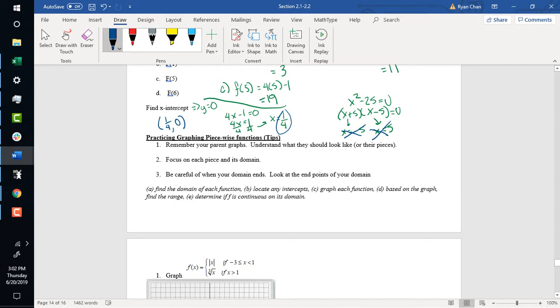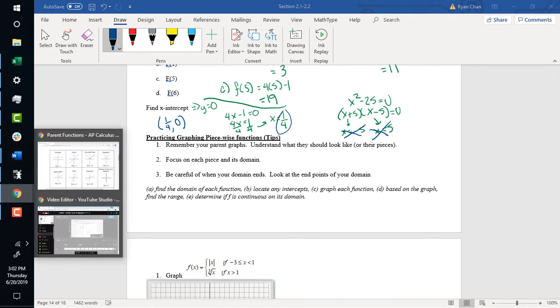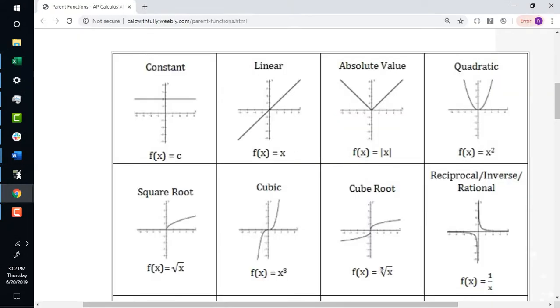Some of you may already know how to do this, and this is actually in your textbook, but if you don't remember, take a quick look at your parent functions. These 8 types of graphs are called your parent functions. If I have f of x equals a number, it's a constant line. If it's x, it's a linear line. If it's absolute value of x, it's going to look like a v.